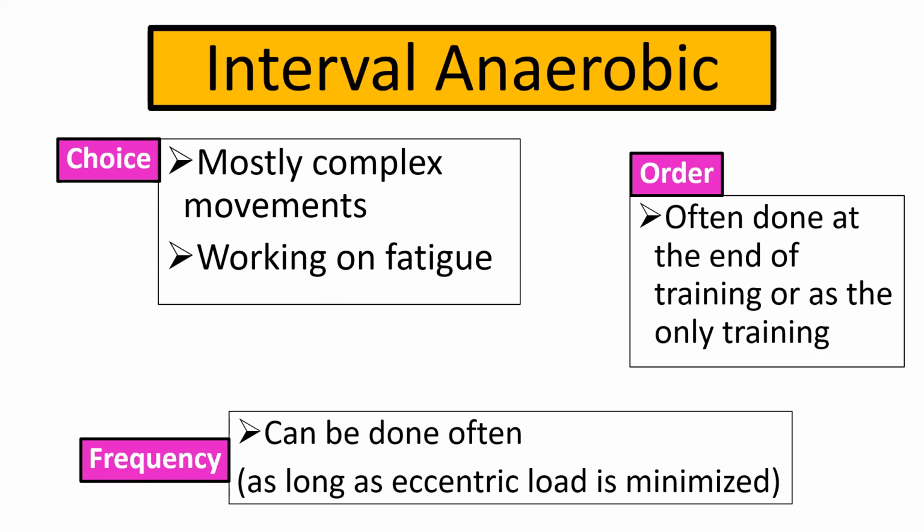And with frequency, we can do this extremely often as long as we minimize eccentric loading. So you can do a lot of interval anaerobic work with cycling because there's a very low eccentric load. With swimming, there's a very low eccentric load. Rowing, very low eccentric loading. However, things like running, jumping, things where you have a lot of eccentric loading, lots of complex movement patterns that have an eccentric phase, so things like squatting, lunging, it's going to be more difficult to do that at a high frequency. But if we use more cyclical activities, we can really push the frequency because the eccentric load is minimized, the recovery curve is minimized.